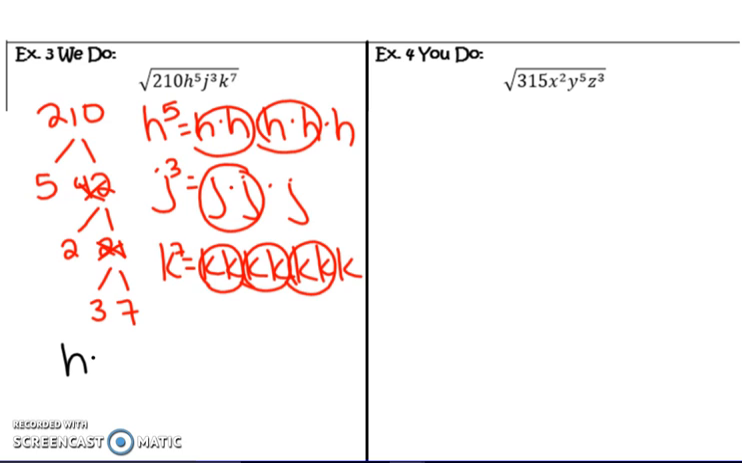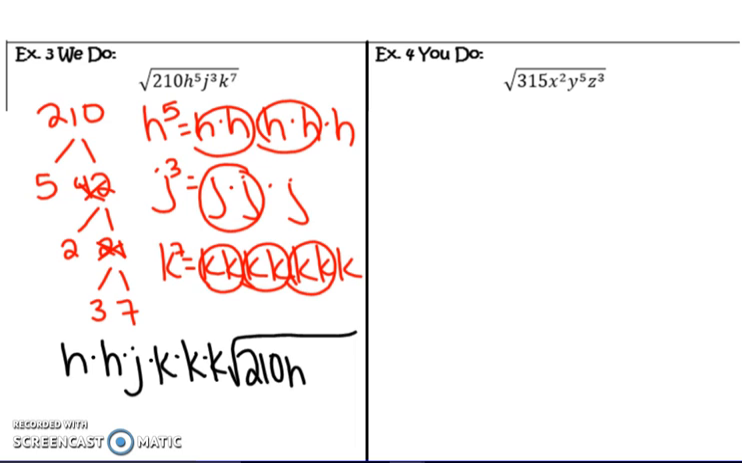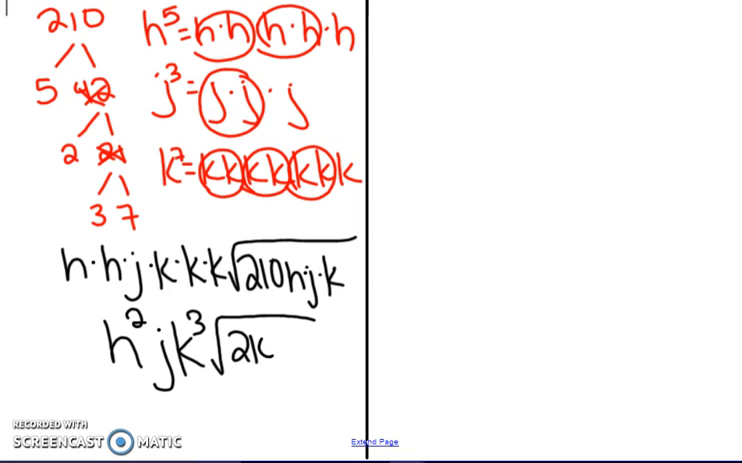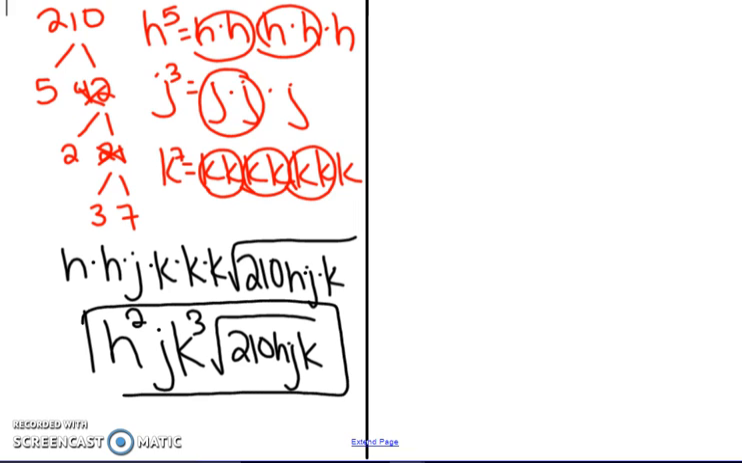Outside, I have h times j and 3 k's. On the inside, 210 is not simplified, so I'm going to leave it 210. I have 1h, 1j, and 1k left. Well, if I simplify the outside, if I have 2 h's, it's the same thing as h squared. I only have 1j. You can put a 1 there, but you don't have to. And I have 3k, so it's k to the 3rd. Underneath the radical symbol, we can't simplify, so we're just going to say 210hjk. And that becomes your final answer.